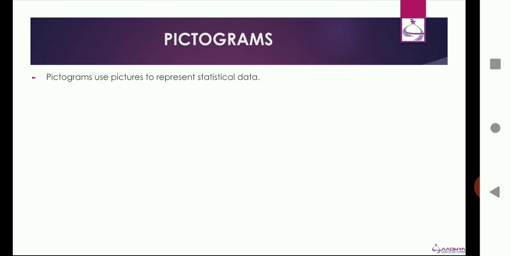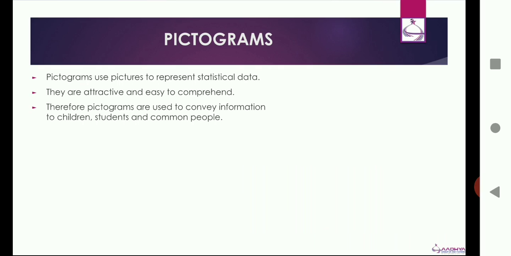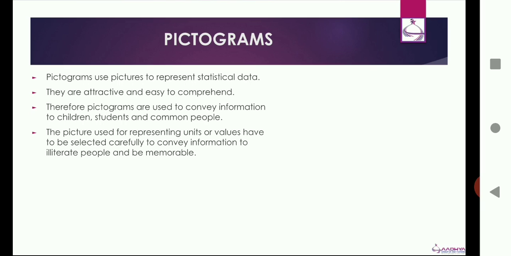Now, what is the basic idea of a pictogram? A pictogram uses pictures to represent statistical data. Their advantage is that they are attractive and very easy to comprehend, to understand. Therefore, pictograms are used to convey information for children, for students, and for common people, especially those who are illiterate. The picture is used for representing units of values, but it is not shown as numbers. It is shown as pictures instead.